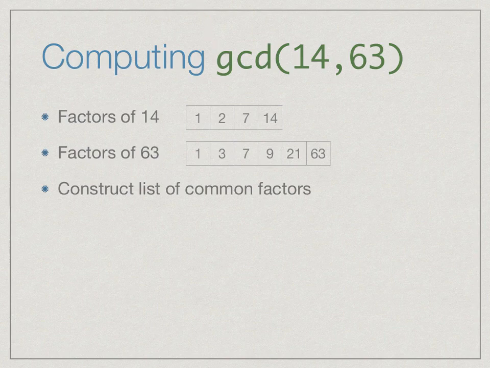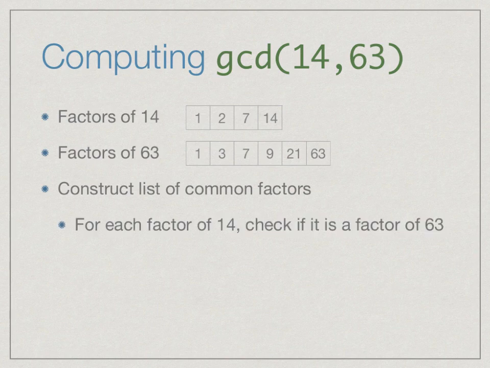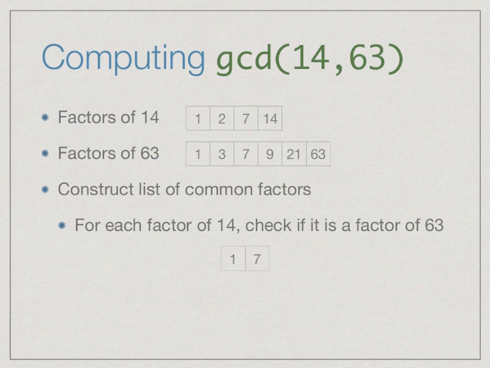Now, there are more clever ways to do this, but here is a very simple way. We just go through one of the lists, say the list of factors of 14, and for each item in the list, we check if it is a factor of 63. So we start with 1, and we say, does 1 appear as a factor of 63? It does, so we add it to the list of common factors. Then we look at 2, and we ask, does it appear? It does not appear, so we skip it. Then we look at 7, and we find that 7 does appear, so we add 7. Then finally, we look at 14, and find that 14 does not appear, so we skip it.